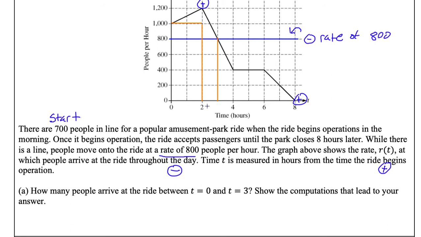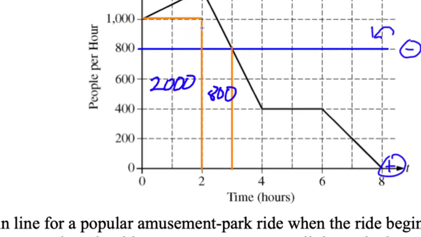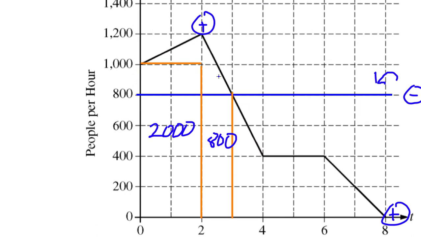So this is a 2 by 1,000 rectangle, so this is 2,000. This is a 1 by 800, so this is 800. This triangle in here is 1 by 400. So this actually is 400, then divided by 2 is 200 right here. And this is 200 as well, because they're congruent triangles.